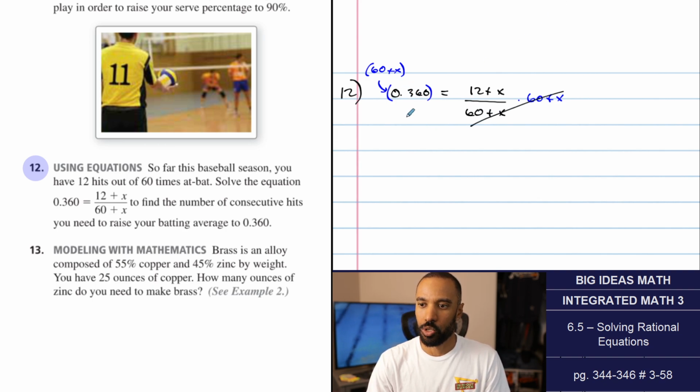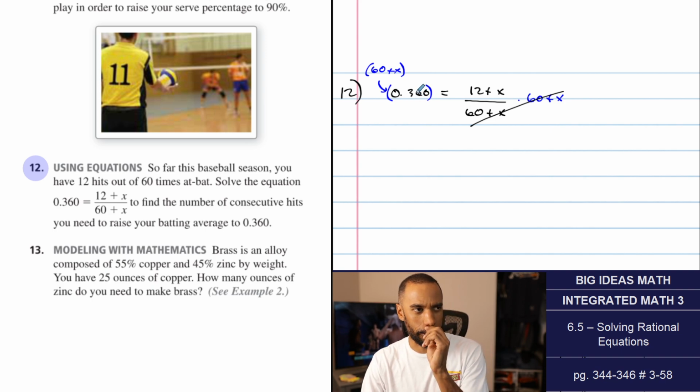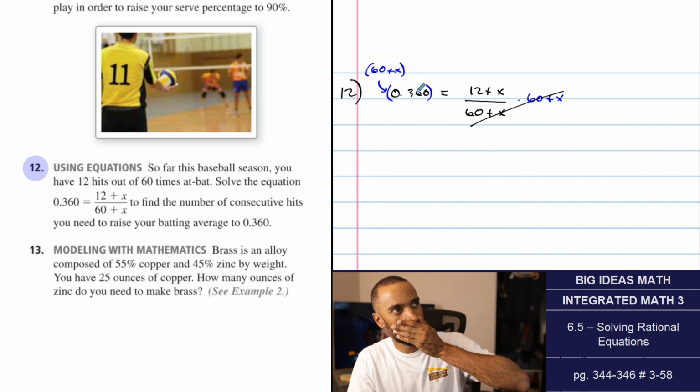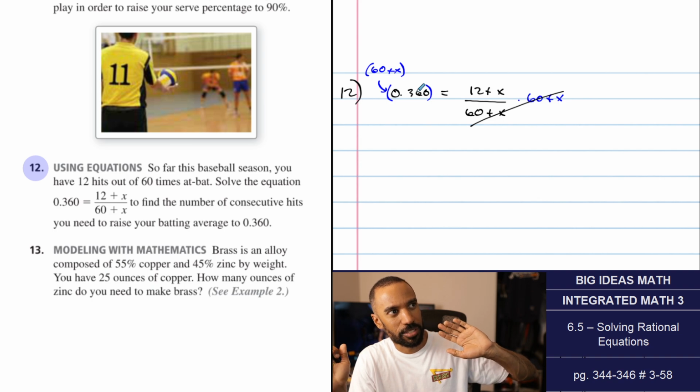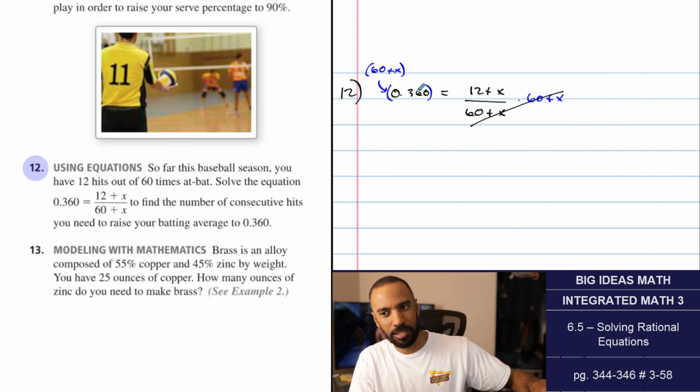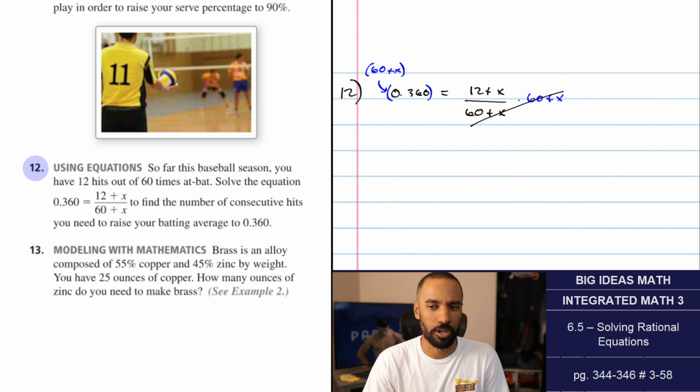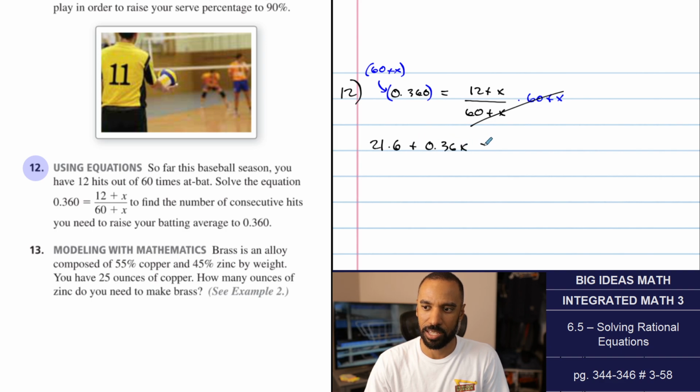So here you will have 36% of 360. I know that number. Wait, I'm having trouble with this. I don't know why I'm having trouble with that. Oh, no, it's not a clean number. 21.6. 21.6 plus 0.36x equals 12 plus x.